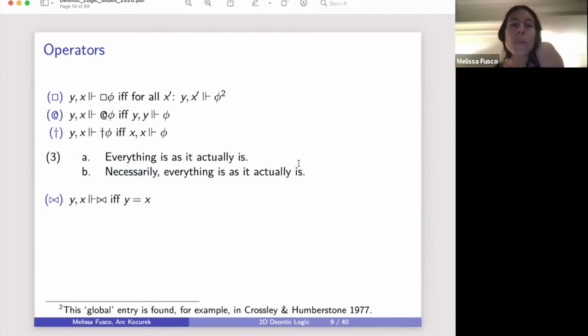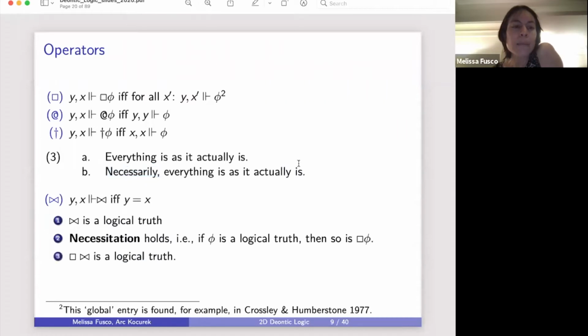To sort of model that, I'm going to add a kind of zero-ary operator to the language, or a special constant, which I'll call bow tie. So say that bow tie is the maximally fragile diagonal truth. So yx satisfies bow tie just in case y equals x. It's true everywhere along the diagonal and nowhere else.